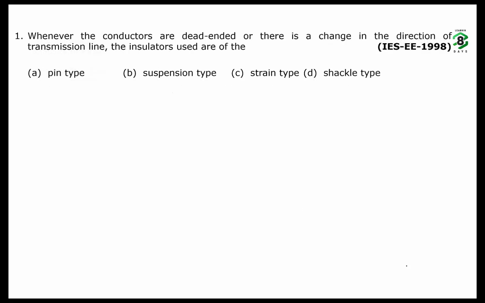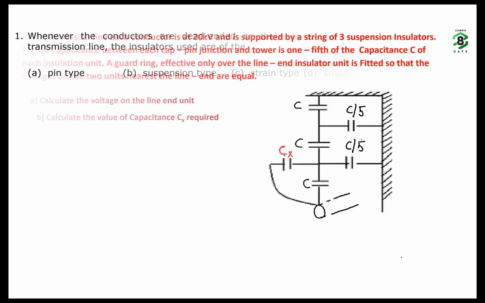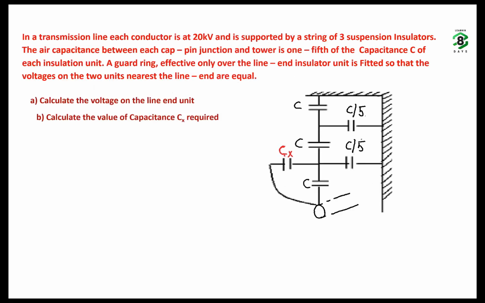Next. Whenever conductors are dead-ended, or there is a change in direction of the transmission line, the insulator types that are used are strain type insulators. Very good. This question is very tough. It is a 6 marks question. It will not be asked.